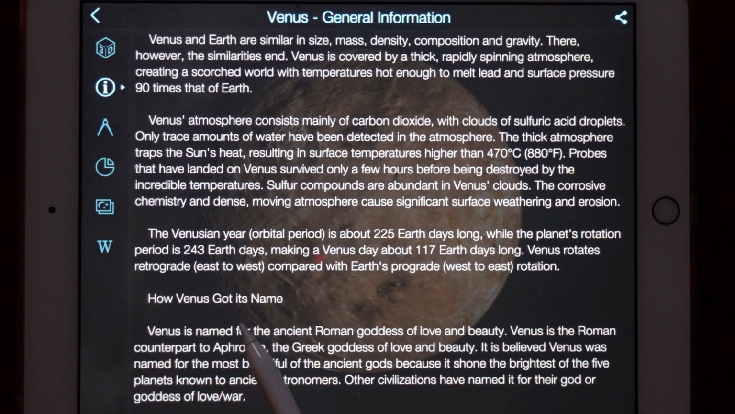How Venus got its name. Venus is named for the ancient Roman goddess of love and beauty. Venus is the Roman counterpart to Aphrodite, the Greek goddess of love and beauty. It is believed Venus was named for the most beautiful of the ancient gods because it shone the brightest of the 5 planets known to ancient astronomers. Other civilizations have named it for their god or goddess of love, war.